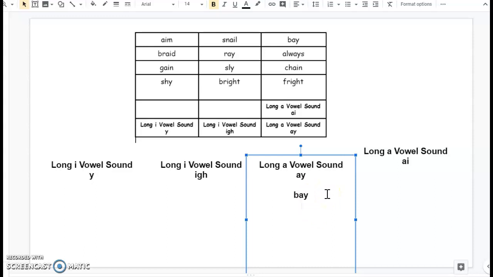The next word I want to talk about is ray. The sun shines rays, and that's how we get our heat. It's from the sun's rays.